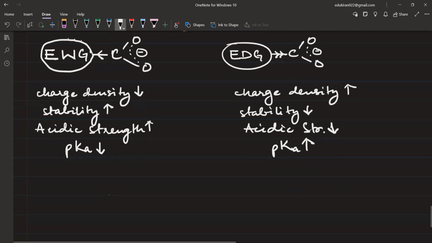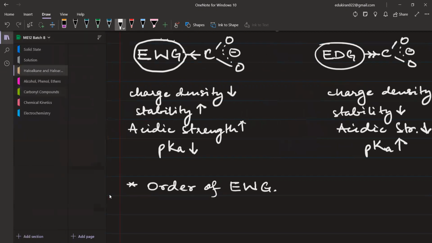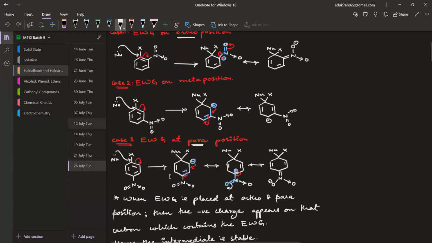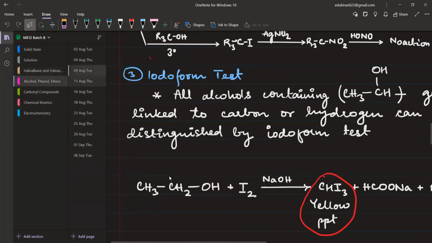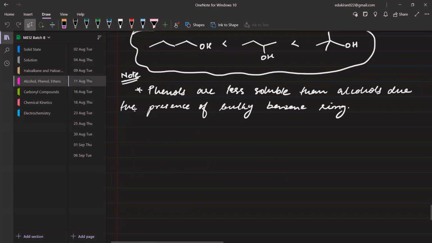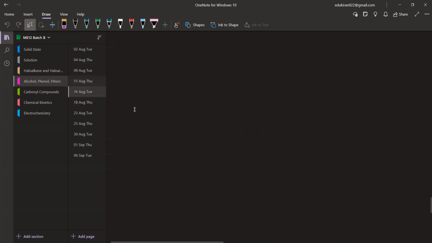Okay, so what is the order of different electron withdrawing groups? Because we will look at electron withdrawing group here because it is increasing the acidic strength. So please write order of electron withdrawing group. अगर आपको याद हो halo alkane, haloarine में we did similar thing here. I think no, in alcohols we did similar thing. Chemical properties.